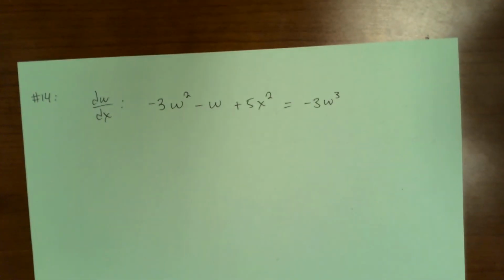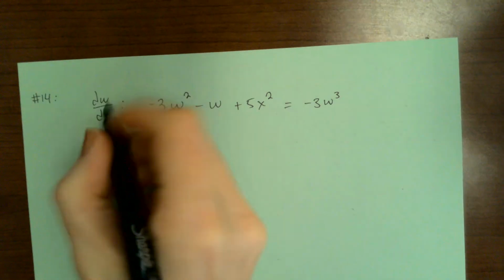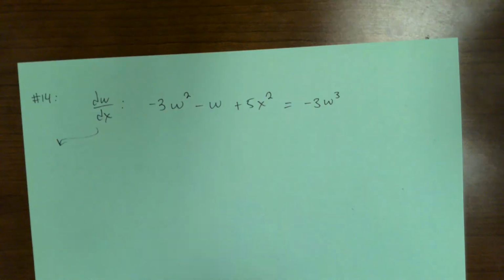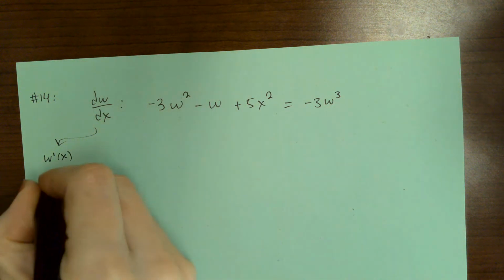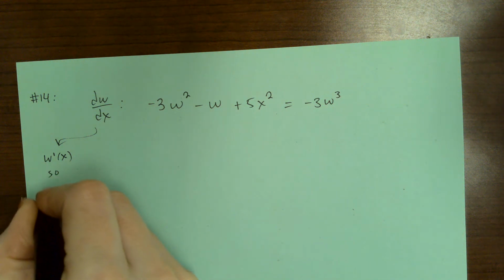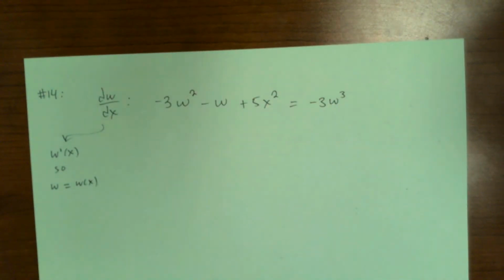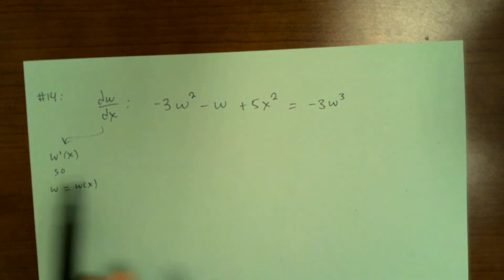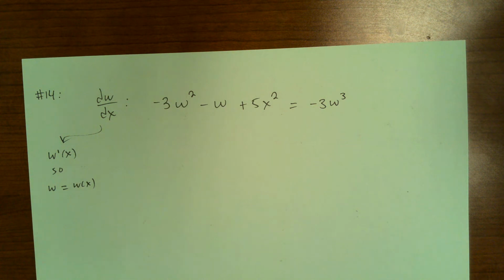All right, so we've got dw/dx. The first step is to identify the input and the output. Well, dw/dx means w prime of x, so it's got to be the case that when we see a w, that really means w of x. So right here I've identified that the input variable is x and the output variable is w. That was step 1.